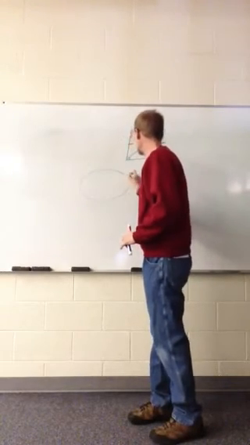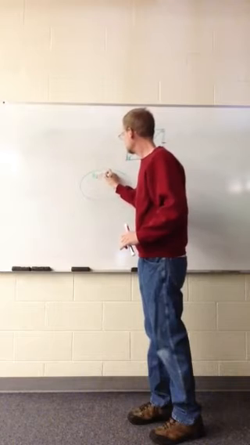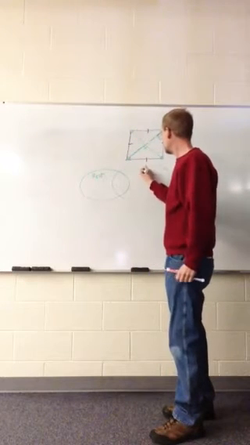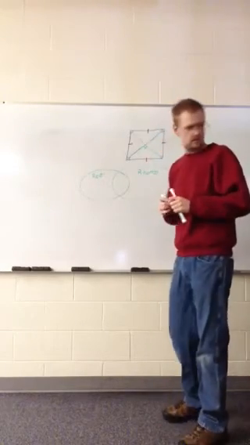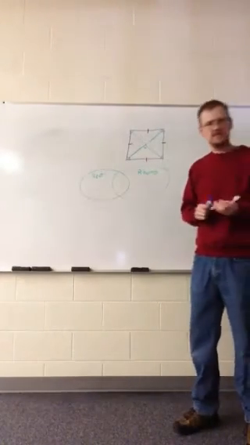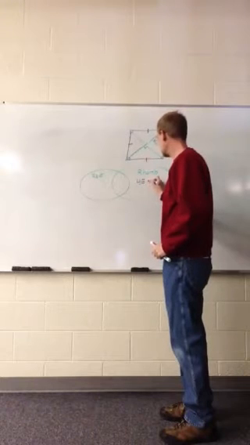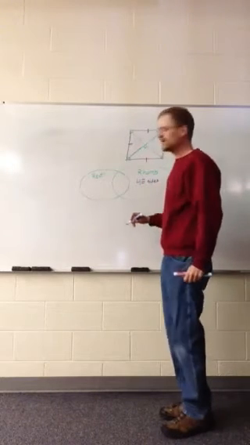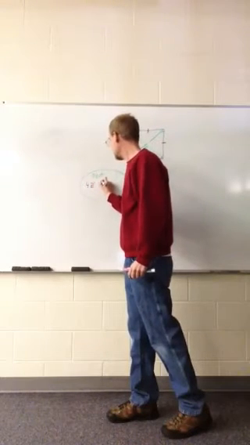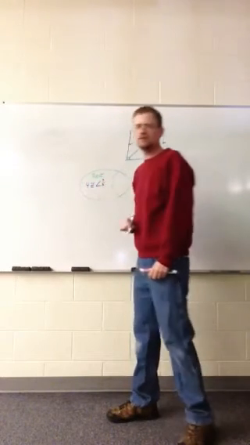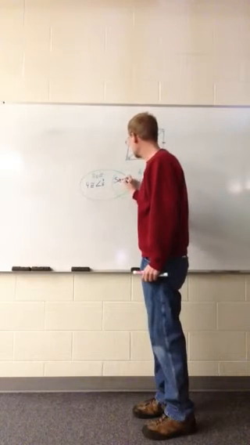But the big thing to remember is we have rectangles, R-E-C-T, and we have rhombuses, R-O-M-B. A rhombus is going to have four congruent sides. A rectangle is going to have four congruent angles. So, the big thing to remember is a square is going to have both of those properties.